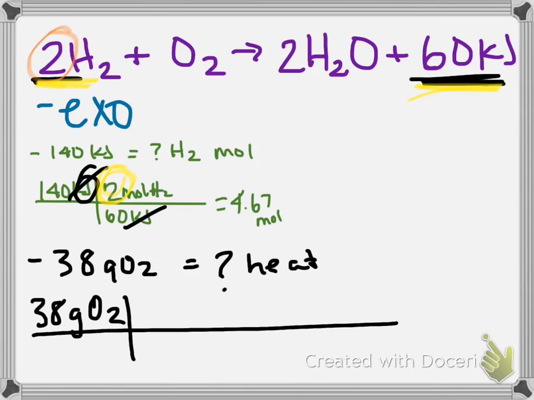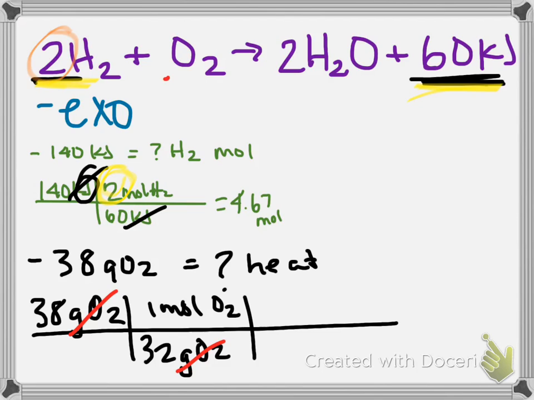All you have to do is look at the periodic table and find the molar mass. So I look up on my periodic table and I find that the molar mass of oxygen is 32 grams of oxygen for every 1 mole of oxygen. At this point, my grams of oxygen would cancel.